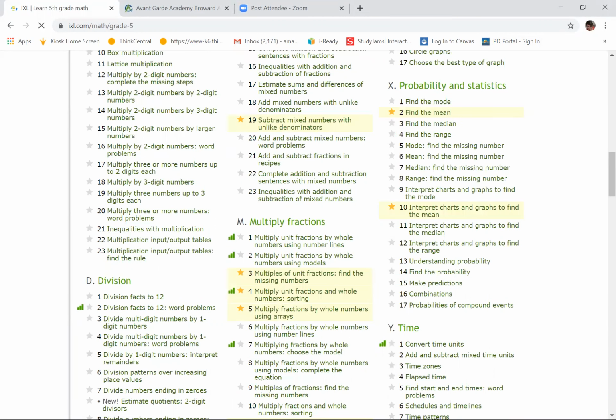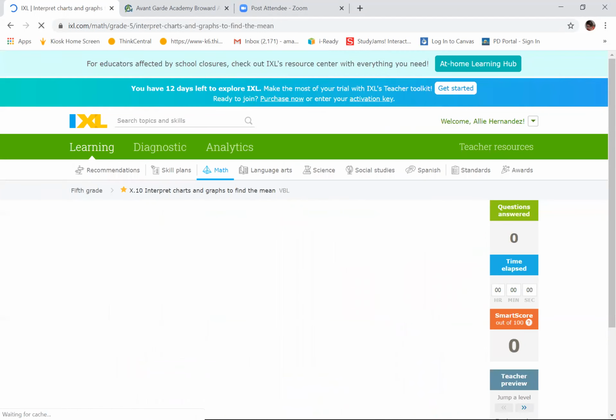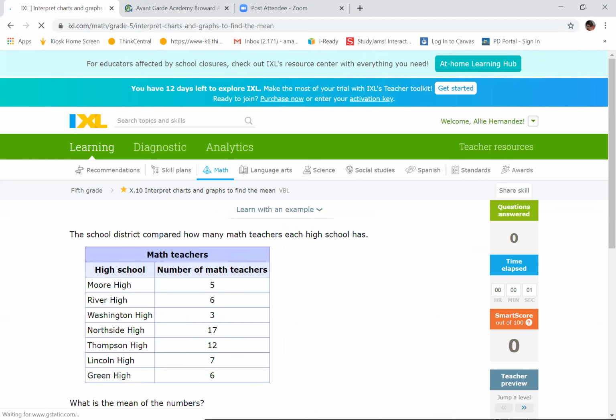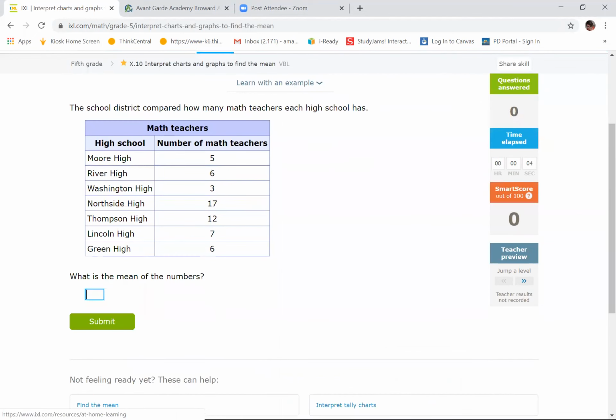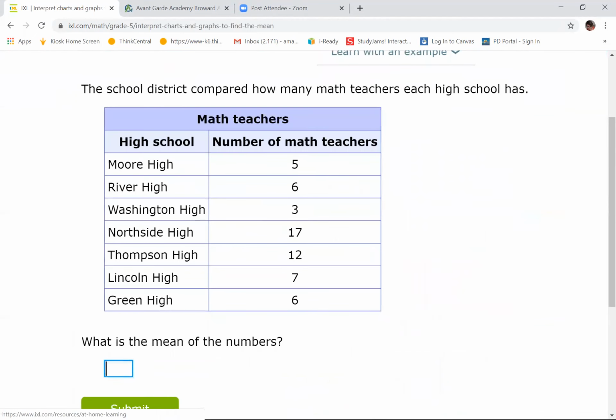We were practicing with the mean. Here's the next one. Interpret charts and graphs to find the mean. All right, here we go. We're going to interpret charts and graphs. So we're still using those two steps. Add them together and then divide to find the mean. But here they're putting it in a context of a table. So it's important for you to know the basic skill, but then also be able to use the skill in different kinds of problems.